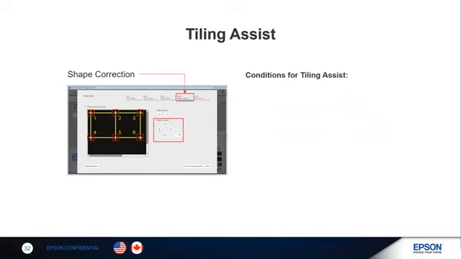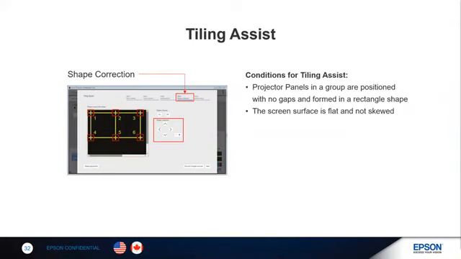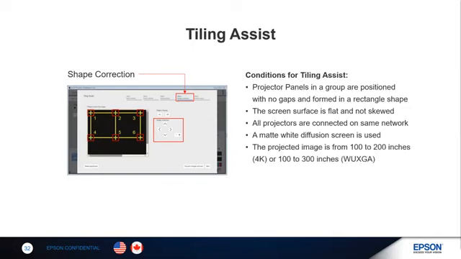The one thing we want to be aware of, there are some conditions to make sure that this tiling works. As we mentioned before, the projector panels in the group are positioned in a rectangular shape, and there are no gaps in that layout. The screen surface must be flat. The projectors are connected on the same network. The screen is matte, white, and diffused. And in terms of image size, it's 100 to 200 for a 4K image, and 100 to 300 for a WUXGA image.